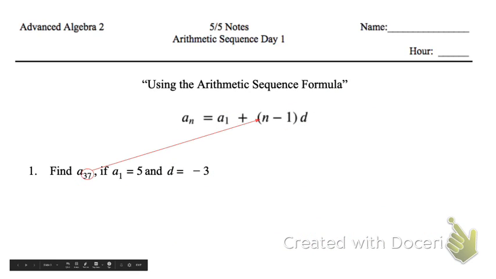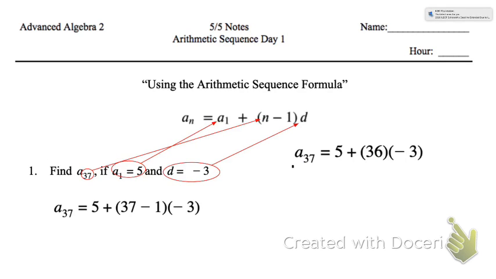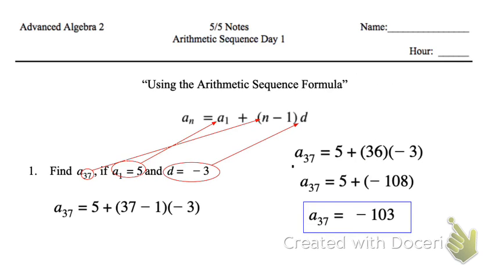Okay. Oh, I forgot I had animations. So there we go. The 37 is the n. That's the position. Of course, a sub 1 is 5. D is 3. We plug those in. There we go. We'll do the work here. Getting a notification about an email. Get rid of that. And there we go. We get negative 103.